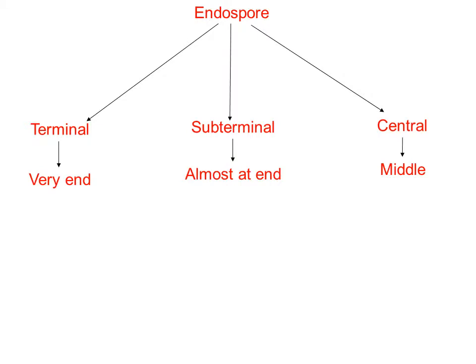These stains can help differentiate organisms based on the location of their endospore. If it is on the very end, it is called the terminal endospore. If it is almost at the end, it is a subterminal endospore. And if it is in the center, it is called central endospore.